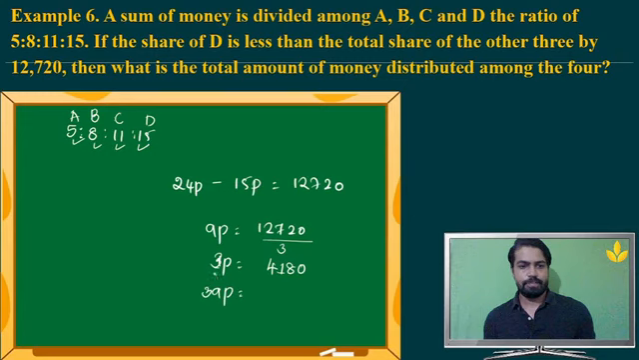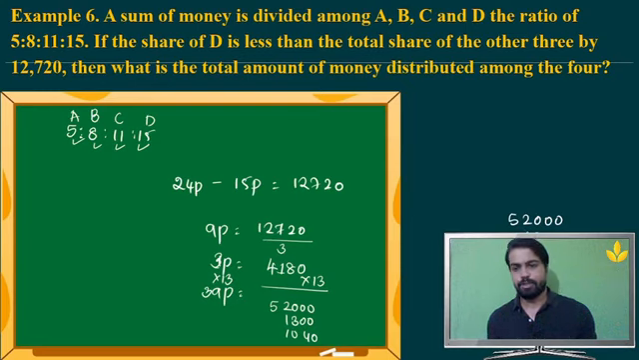So 39 parts means I need to multiply by 13 to get the answer. So let's see what this is. 13 into 4000 is 52,000. 13 into 100 is 1300 and 1040. The answer is going to be the sum of these: 52,000, 1300. Don't complicate the question, make it simple. So the answer is going to be 54,340.